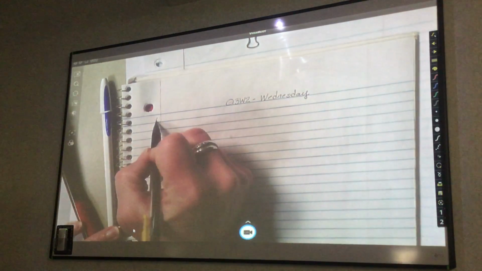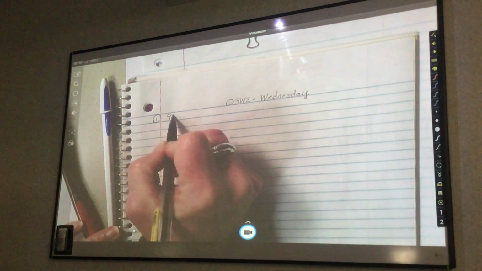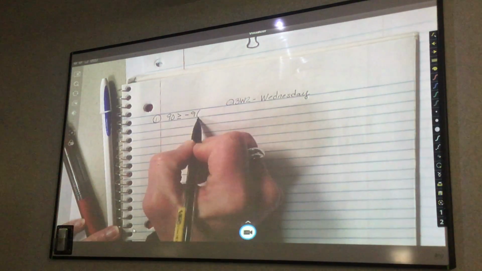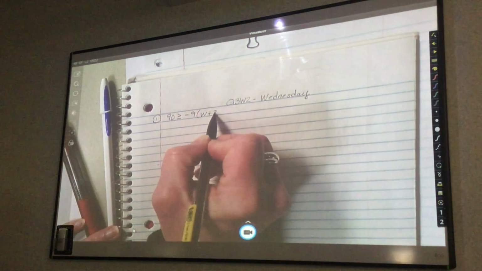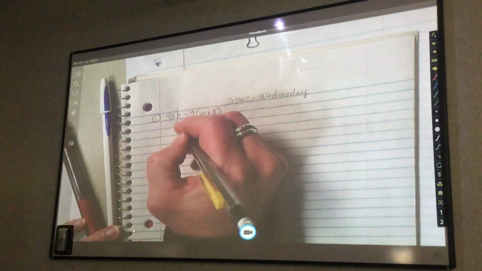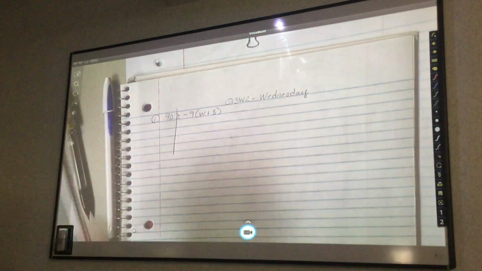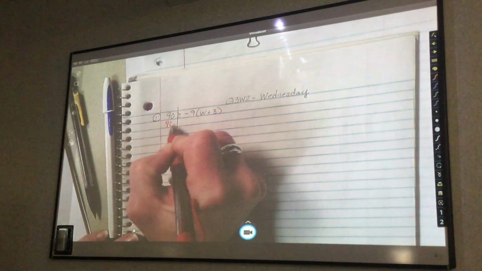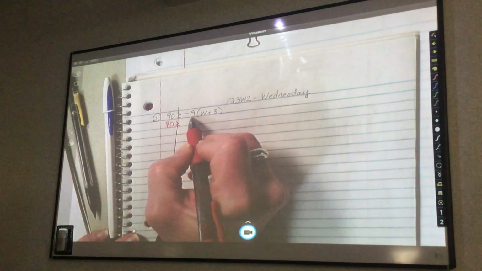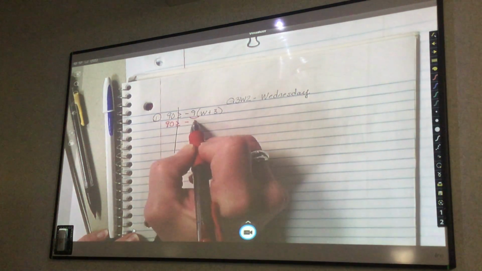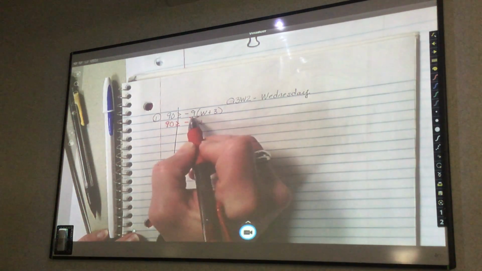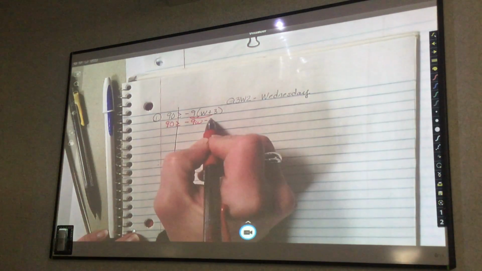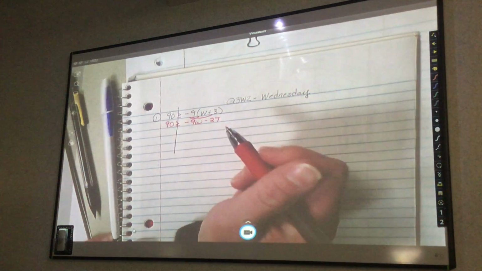Alright, number 1 is 90 is greater than or equal to negative 9 times the quantity W plus 3. Draw your line. What property do we do first? Distributive, so we'll just leave our 90 here. So a negative 9 times W is a negative 9W. A negative 9 times a positive 3 would be a negative 27.